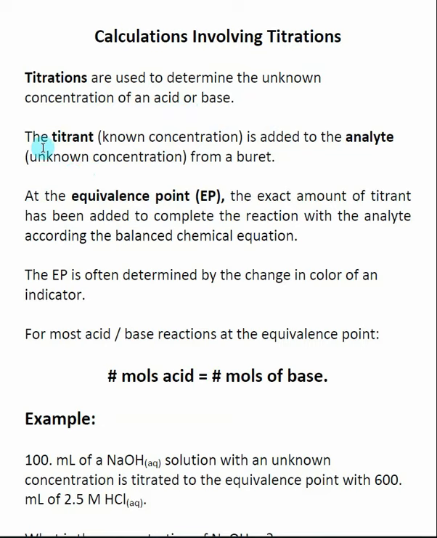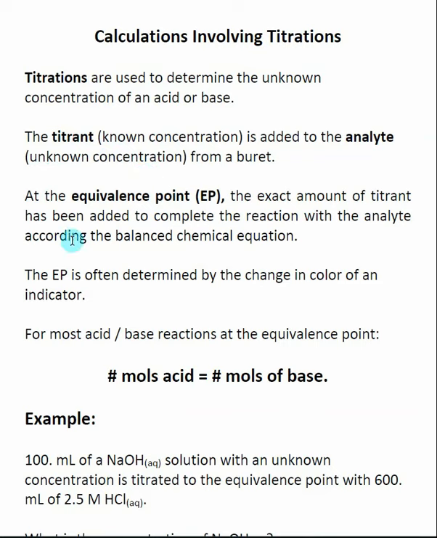During a titration, you take something of a known concentration, called a titrant, and you react it with something that has an unknown concentration, called the analyte. Typically you do this using a burette, which is just a way of accurately adding a known volume of a solution. It's this interaction between our titrant and our analyte that allows us to calculate the unknown concentration.